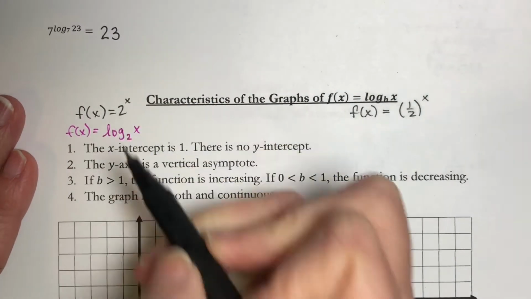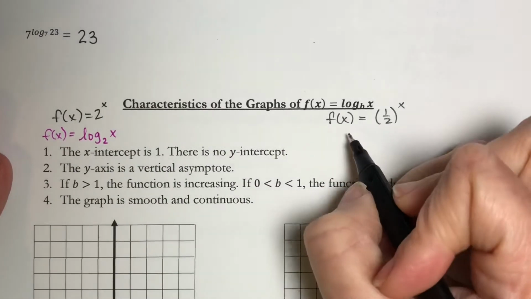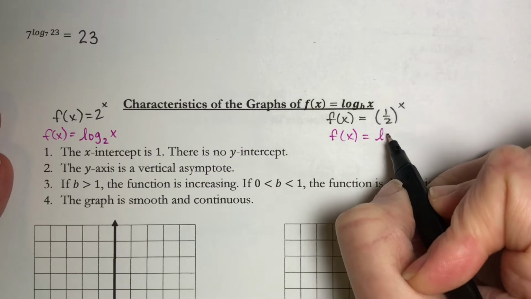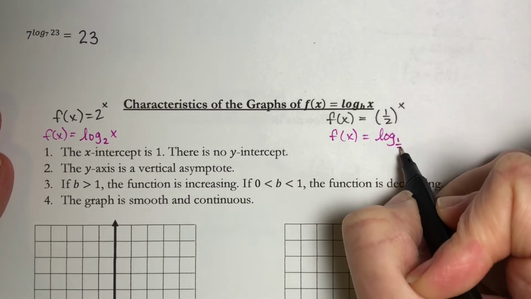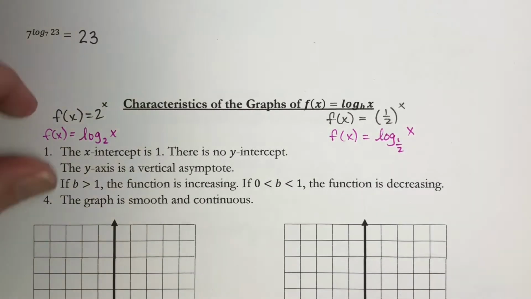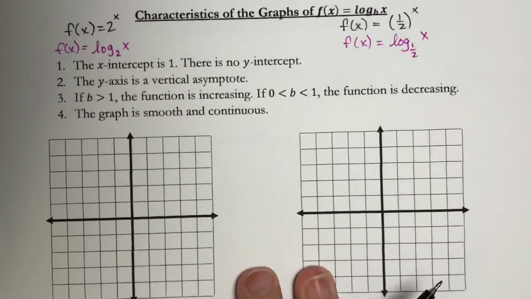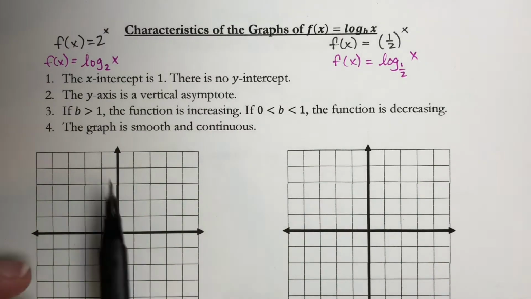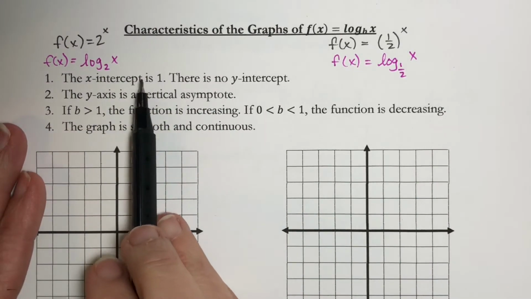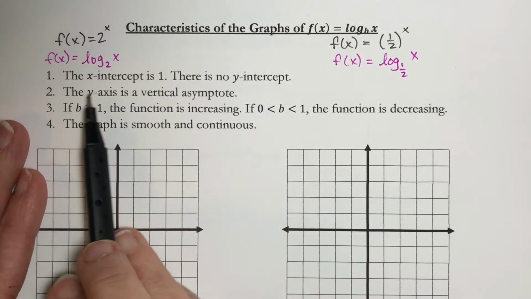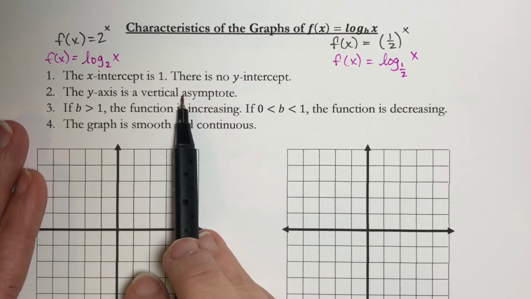Notice this and this are the same. And then over here for this one, I'll be talking about f of x equals log base 1/2 of x. Notice that these are the same. And the reason I do that is because we do end up with two separate graphs based on that one difference. The x-intercept of a log is always 1, and there's never a y-intercept. The y-axis is a vertical asymptote.